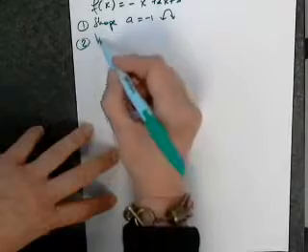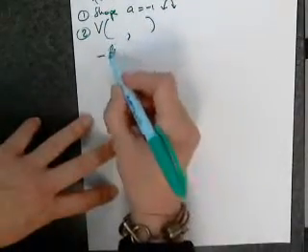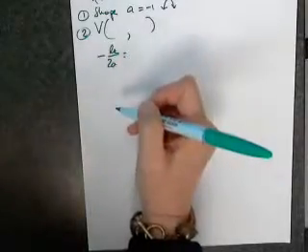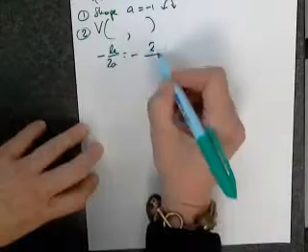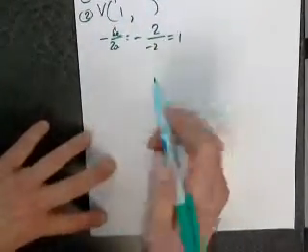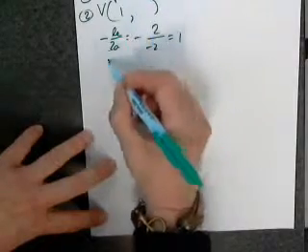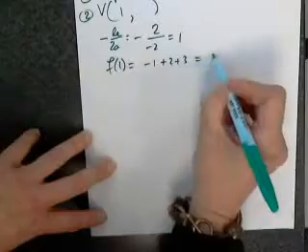Then number 2, the vertex. I have to remember that the vertex is negative b over 2a, the first part of the quadratic formula, negative b over 2 times a, so this is 1. And the y-coordinate is finding f of 1. Negative 1 plus 2 plus 3 is 4.